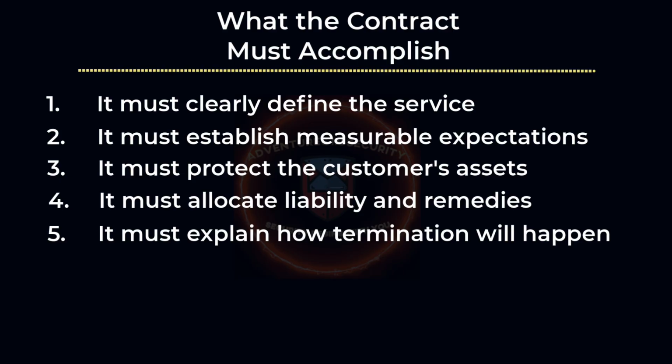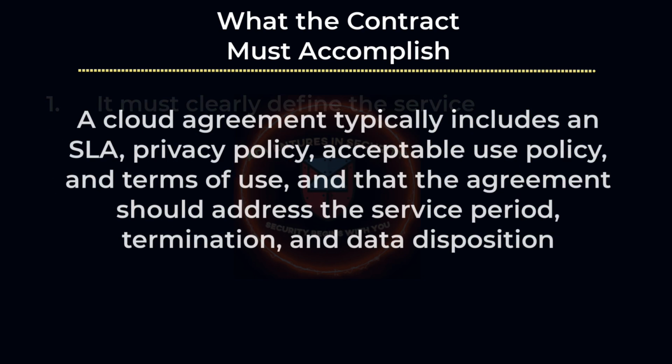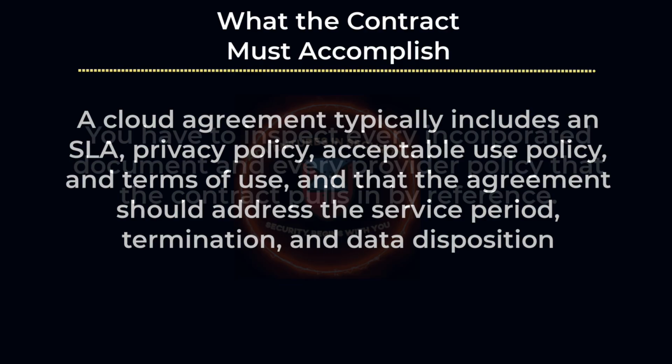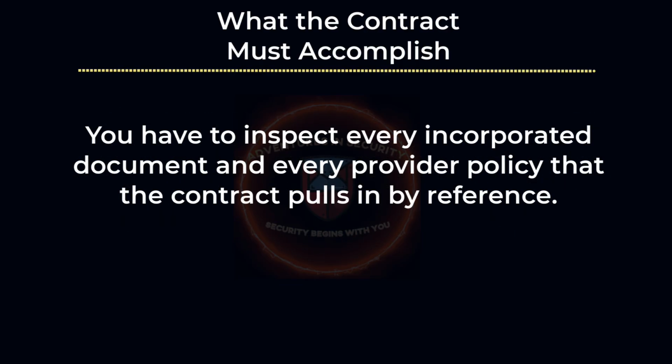NIST Cloud Guidance is helpful here because it treats cloud agreements as a bundle of service arrangements. It explains that a cloud agreement typically includes an SLA, privacy policy, acceptable use policy, and terms of use, and that the agreement should address the service period, termination, and data disposition. That is a practical reminder that contract review cannot stop at the signature page. You have to inspect every incorporated document and every provider policy that the contract pulls in by reference.